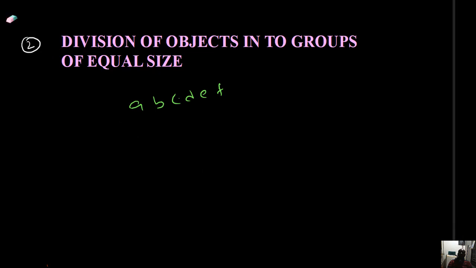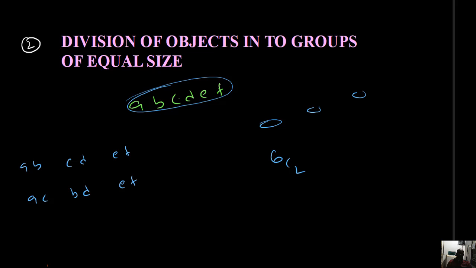Now, by using these 6 elements, you want to make groups of 3, each containing 2. A, B, C, D, E, F is one group. Another group is A, C, B, D, E, F. What is the meaning of that? From these 6, first you want to select 2. After selecting 2, we have 4. From 4, you need to select 2. After selecting 2 more, from the remaining 2, you select 2. So, these many groups: 6 factorial by 2 factorial into 2 factorial into 2 factorial.